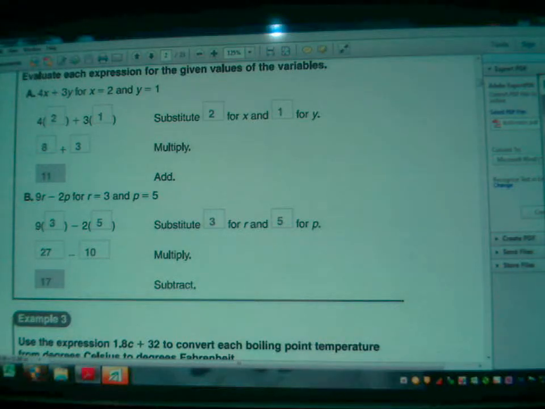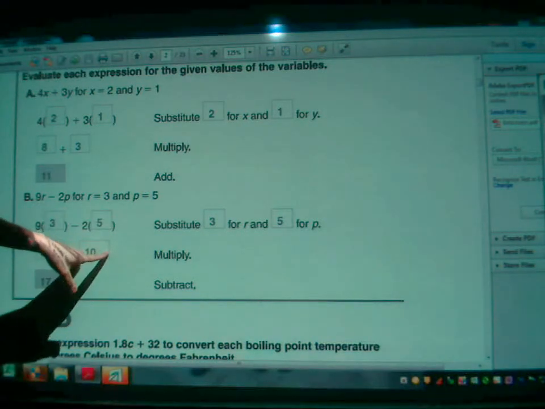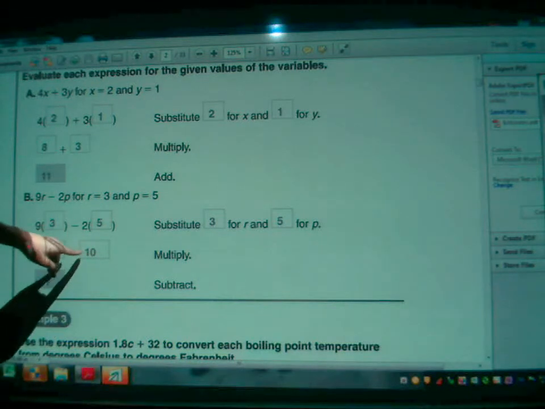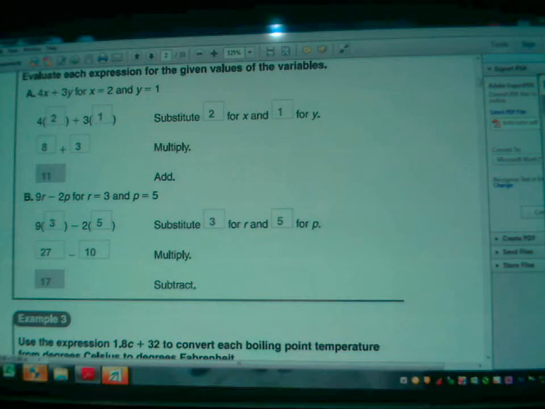Okay, so we'll go ahead and do those multiplications. We've got the 9 times 3 changing into 27, and the 2 times 5 changing into 10. And then these two are simply going to get combined with subtraction. Again, just like the last problem, I could say order of operations, but I don't need to because there's only that one sign there. 27 minus 10 changes into 17, and I've evaluated the algebraic expression.